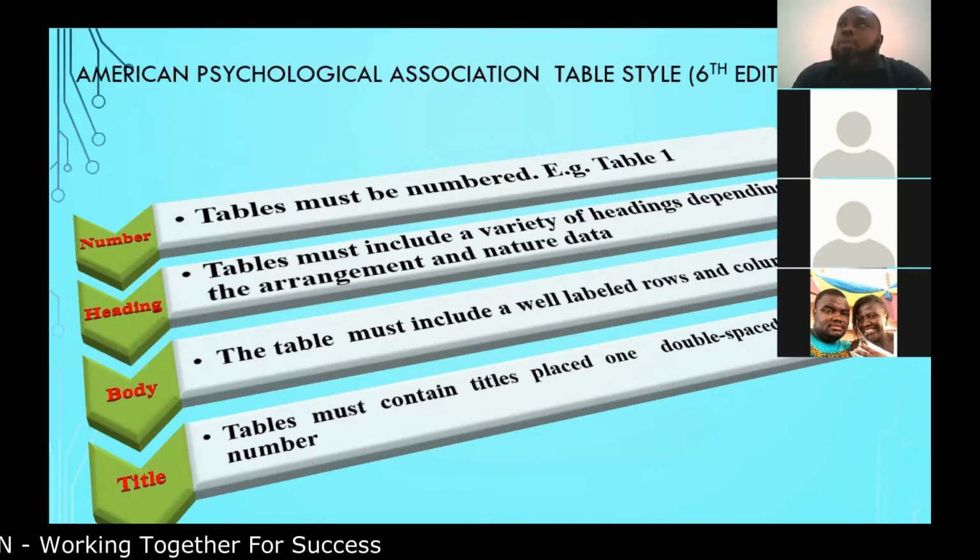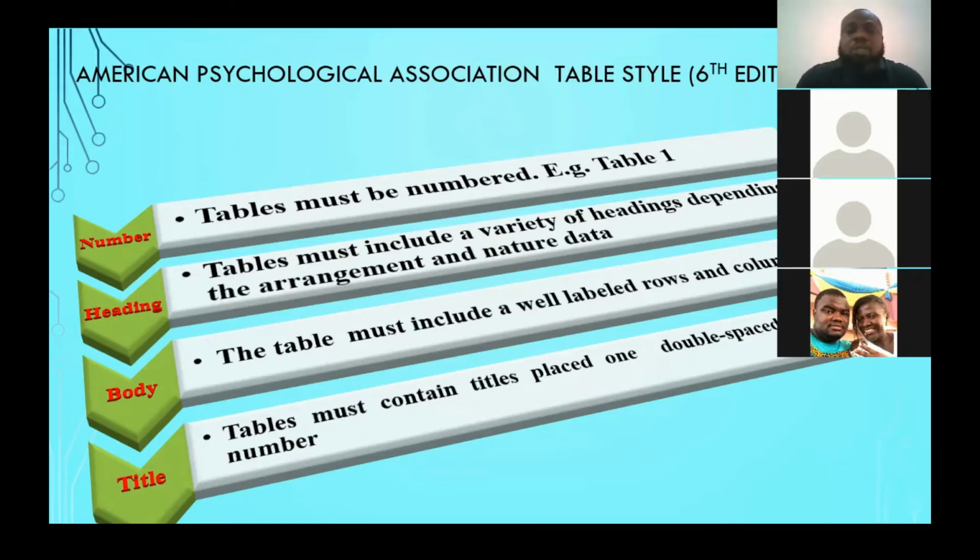If you present a table, depending on the number of tables you are presenting, you see Table 1, you see Table 2, you see Table 3. The APA standard of a table is that every table must be numbered. Secondly, there must be a title. The tables must contain a title placed one double space below the table number.